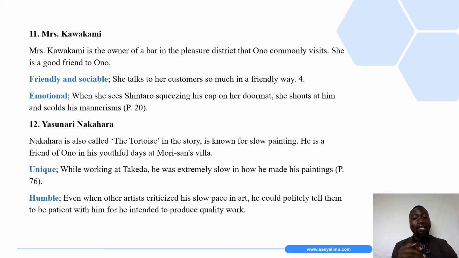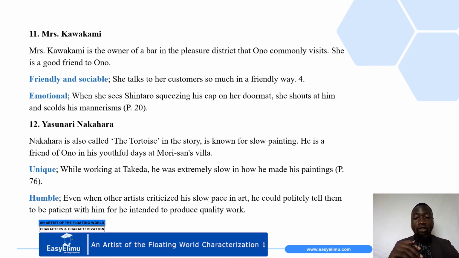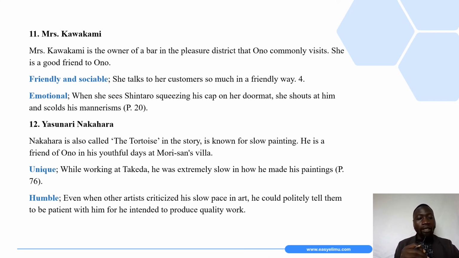So Nakahara is also called the tortoise in the story and is known for slow painting. He is a friend of Ono, and in his youthful days at Morisan's villa, he was a friend of Ono. So Nakahara is also called the tortoise in the story because of his slow painting, just as we have mentioned. So some of the character traits that Yasunari Nakahara portrays are the following. The first is that he is unique.